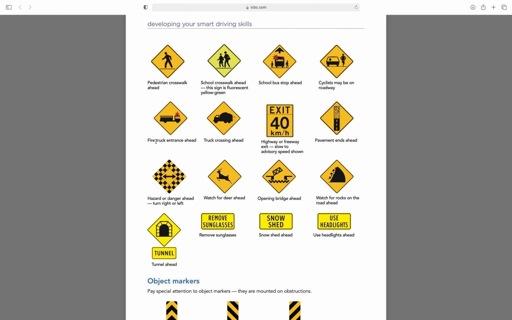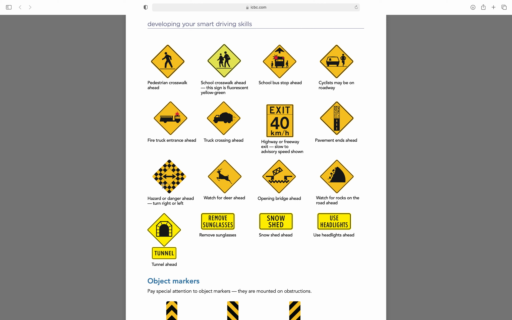More extra signs. So pedestrian crosswalk, school bus ahead, cyclists. In areas where there are many cyclists, they might put the sign. Fire truck entrances you have to be careful of, so you don't want to block them or anything like that. Those will usually be in front of fire stations. When you're leaving the highway, they always give you a recommended speed to reduce to, and you do need to follow that sign. This one would be more in a rural area, I think.